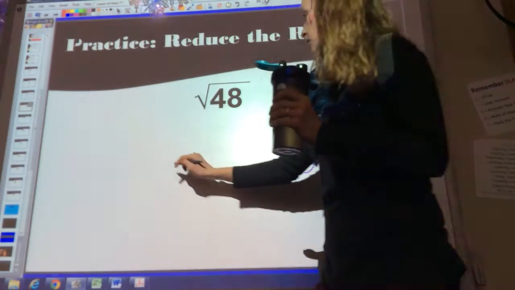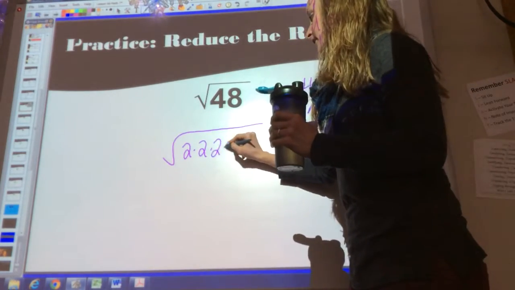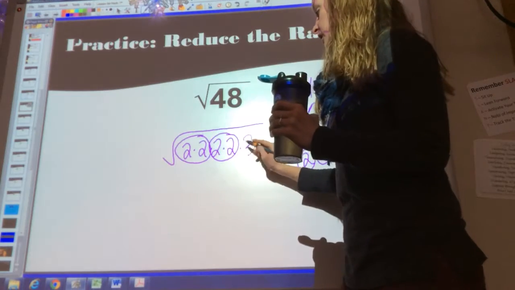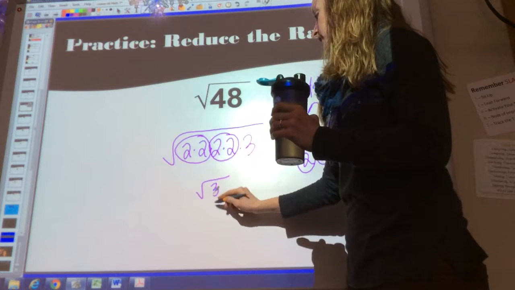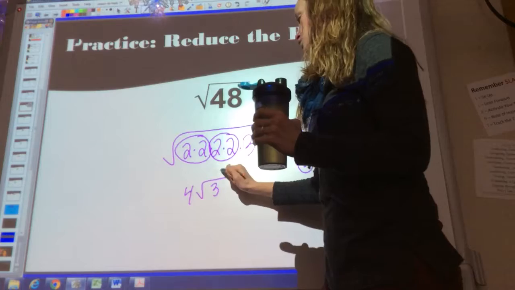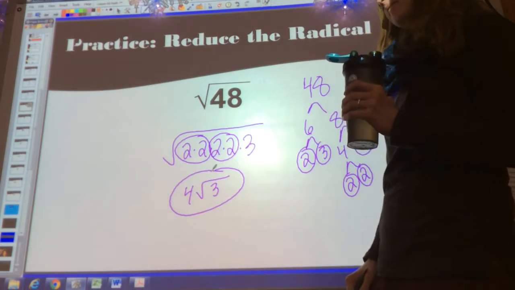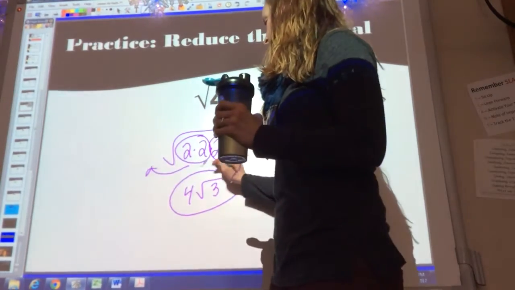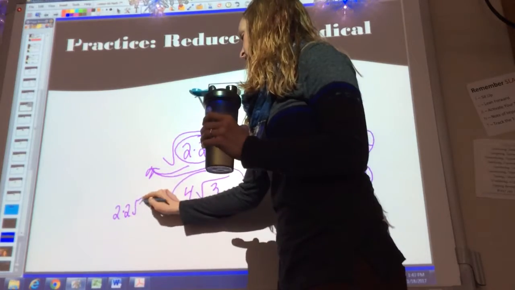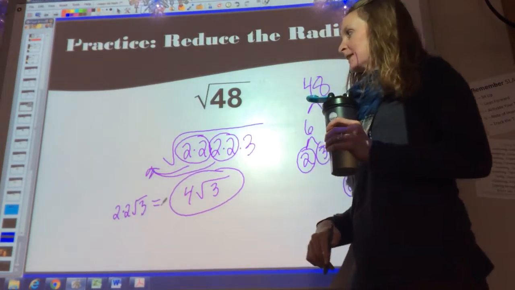And then inside the square root, how many 2's are we going to have? 4. How many 3's are we going to have? 1. So what's going to stay in there? 3. The square root of 3 is going to be there. And then what's actually going to be in the front? 4. Very good, because it's going to be 2 times 2. Because we take that out, we take this out. That means we're going to get 2 times the square root of 3, which equals our 4 roots of 3.